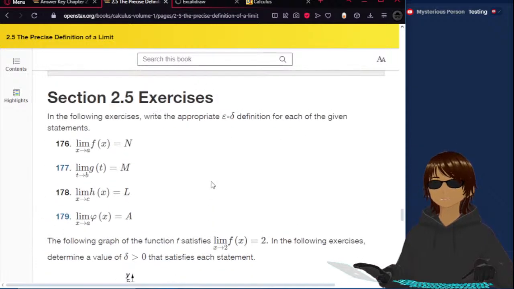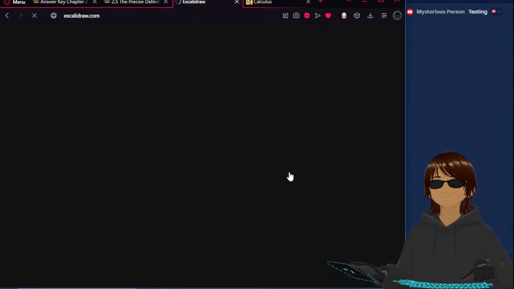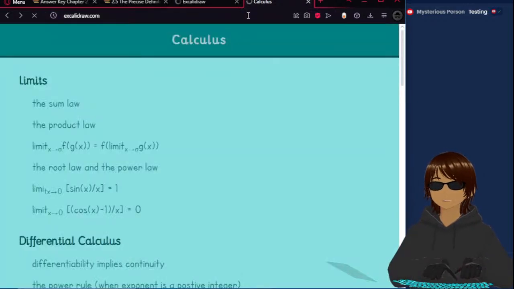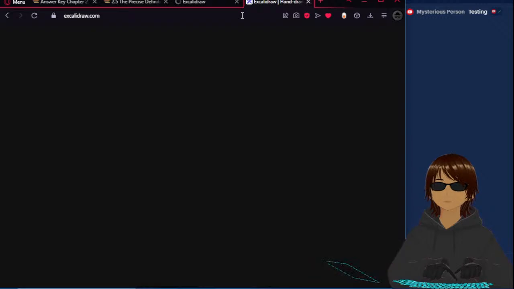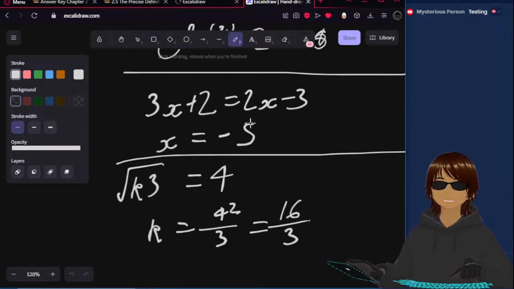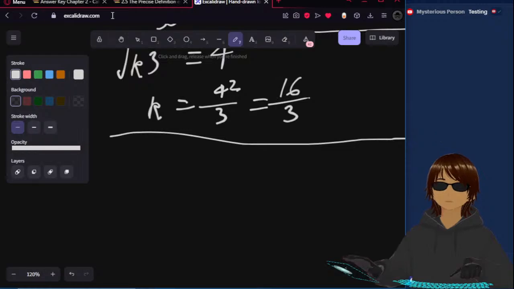Okay, exercises. For the following exercises, write the appropriate epsilon-delta definition for each of the given statements.